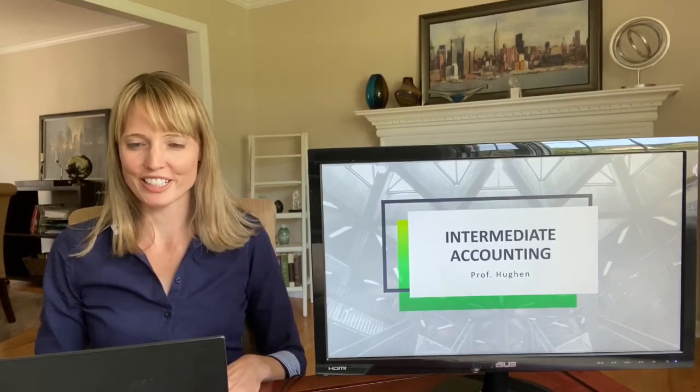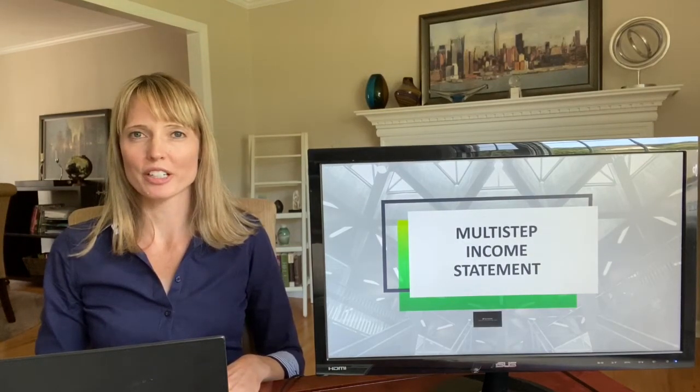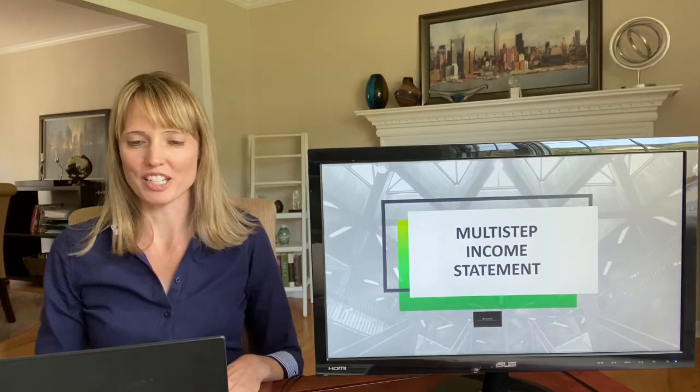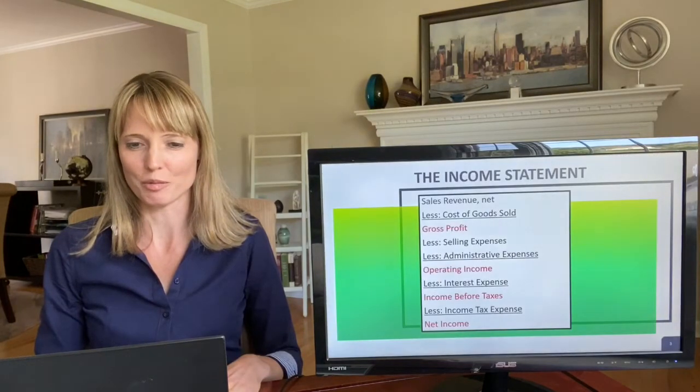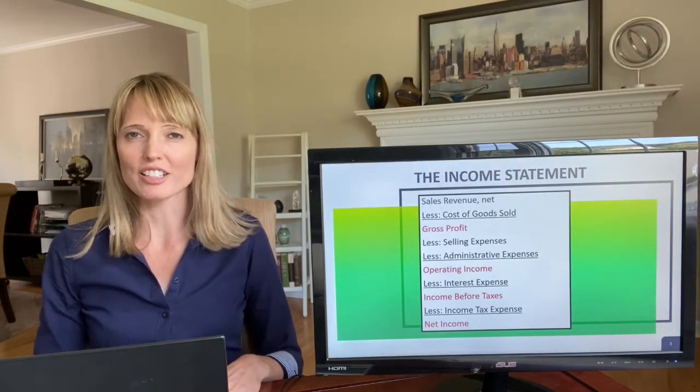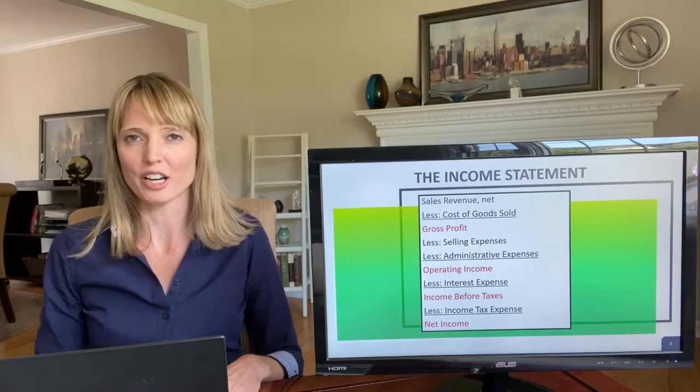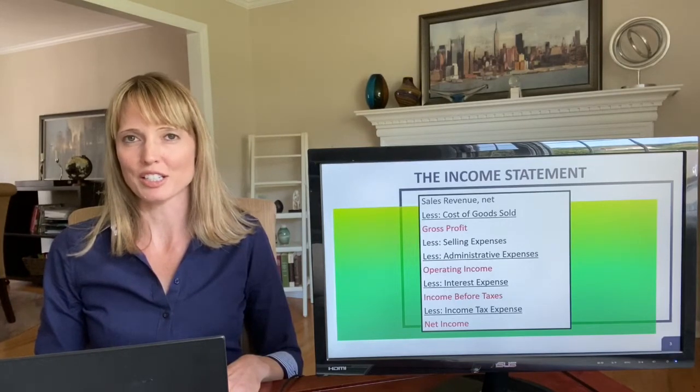Welcome to Intermediate Accounting. In this video, we're going to look at the multi-step income statement, the format typically used by merchandising and manufacturing companies. It looks a lot different than our single-step income statement, which had all of the revenues together at the top and all of the expenses together immediately following the total revenues.